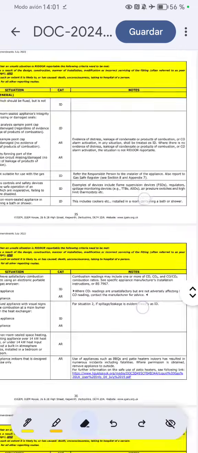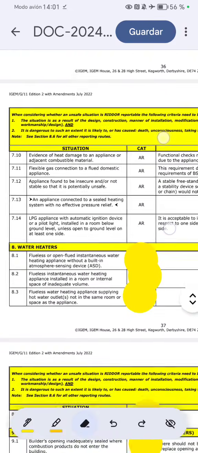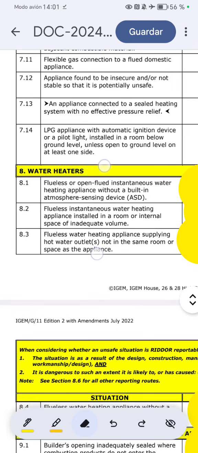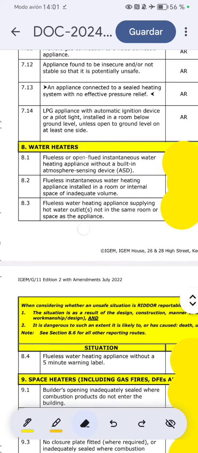Not sure what country you're in watching this, and I've got a lot of viewers in America and Australia. I don't know what you guys use for your regs or for your unsafe situations. Please let me know in the comments below. Let me know if you've come across any of these situations and let me know how you're doing so far in the testing, if you're still with me.